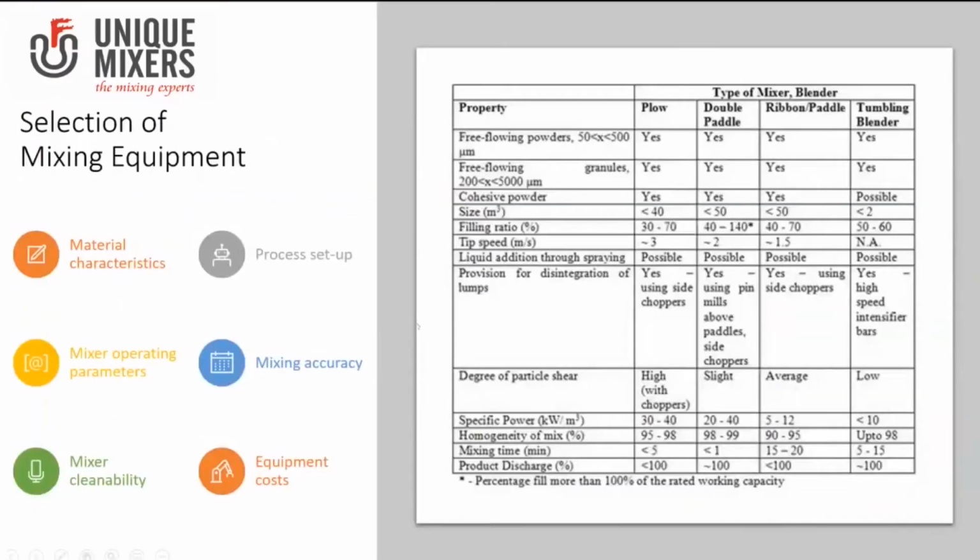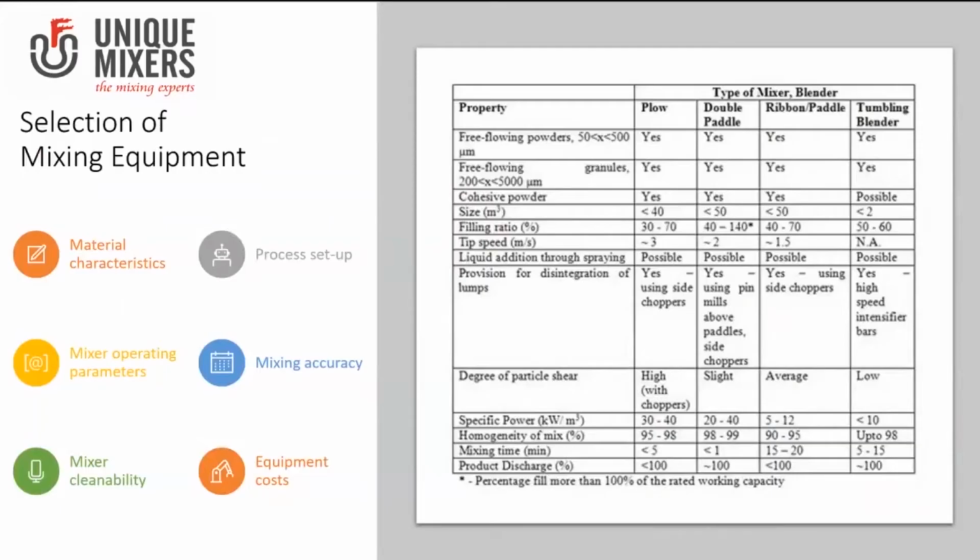Right? So we looked at mixing of liquids, we looked at mixing of solids, and we looked at mixing of high viscosity materials, and how each of them could be different because of the material characteristics. How do you select a mixing equipment?